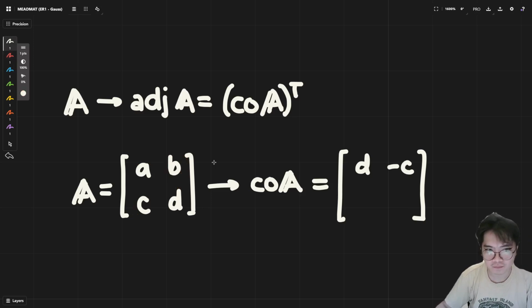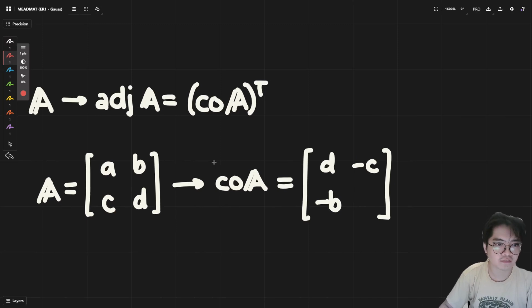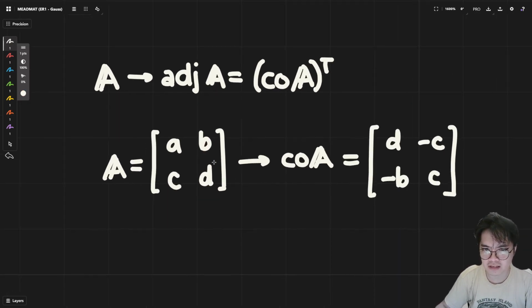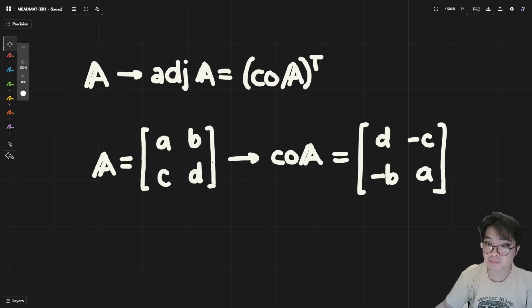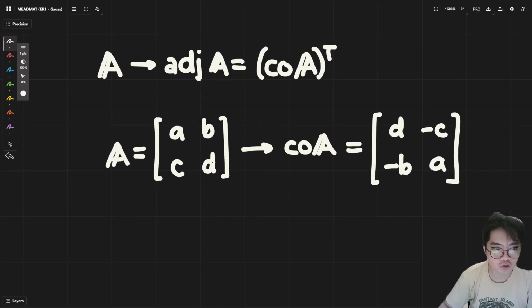Negative C. This one is now second row, first column, cancel, cancel. This is still also negative, and what remains is B. Then finally, we have second row, second column. That is going to be a positive, and what remains is A. And so we can see here that that is the cofactor matrix of A. Sorry, this should be letter A. It seems simple, and now we just transpose it.